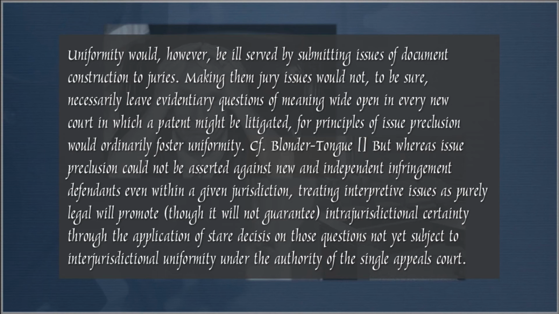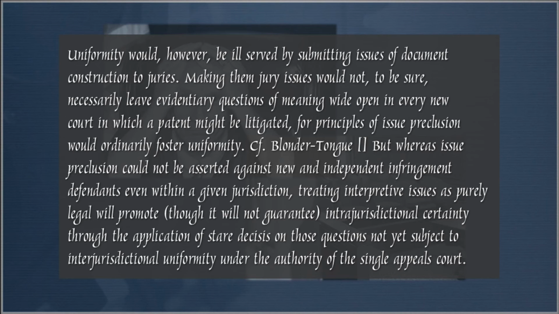Let's unpack it. What the court is saying here, I think, is that although they agree that issue preclusion would deal with the same patent, same question, same issue, there are still uniformity reasons to send claim construction to judges. And that is because the application of stare decisis, like cases should be decided in the same way, could be used to promote uniformity, right? Intra-jurisdictional uniformity. What do they mean by that?